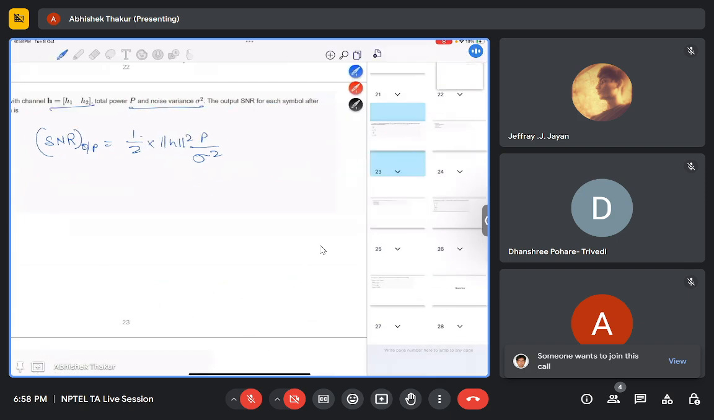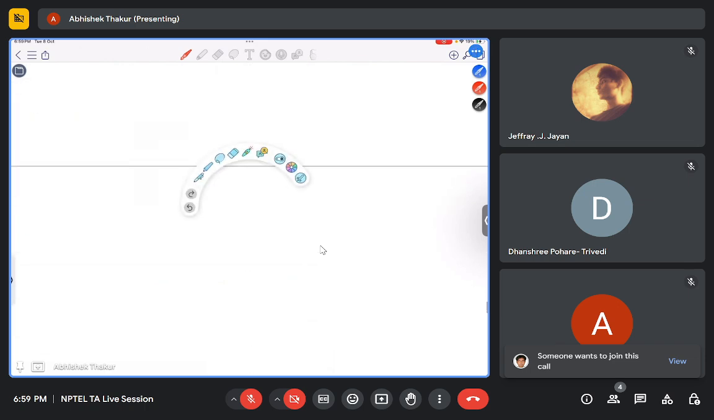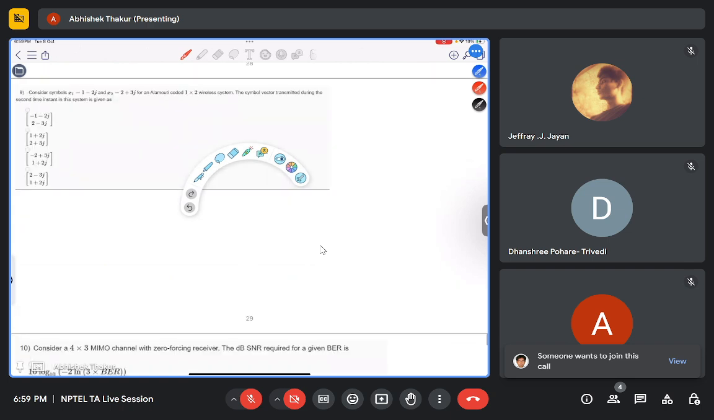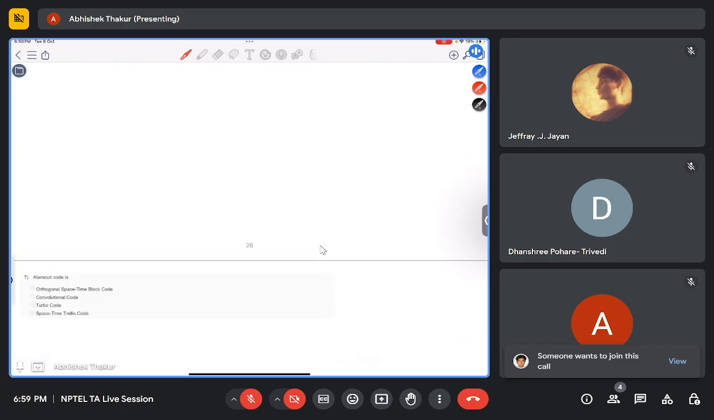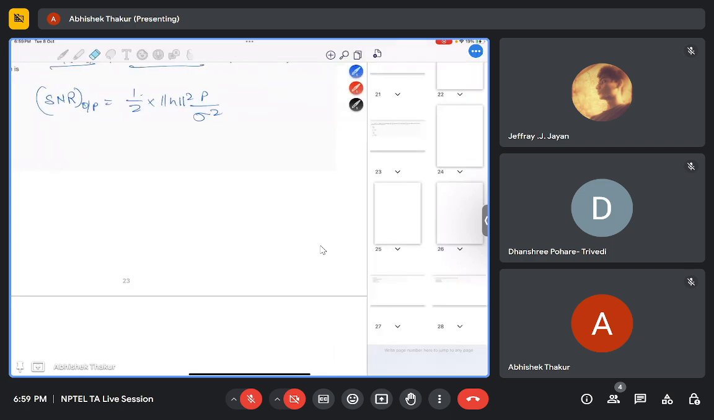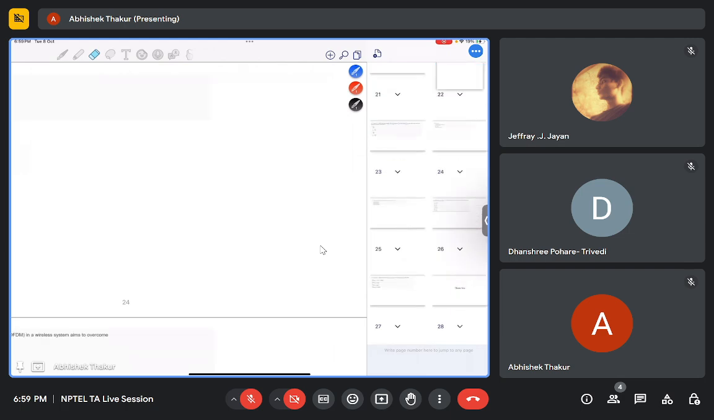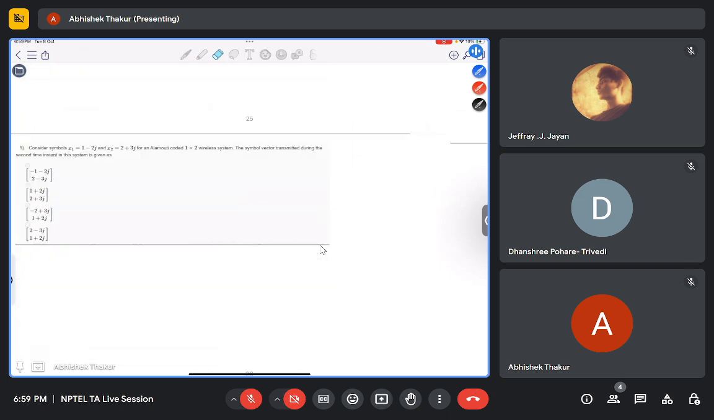So let's solve one example. Consider the same example that is here at the 9th, so we will solve it there only. No need to solve it again because we have the same example. In question number 9. So first we will solve question number 9.